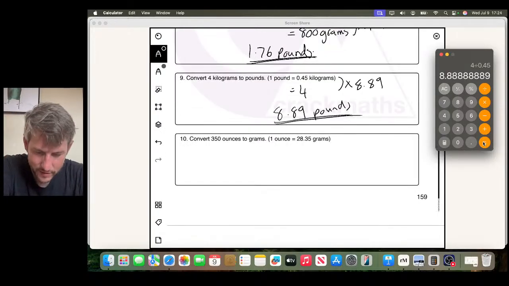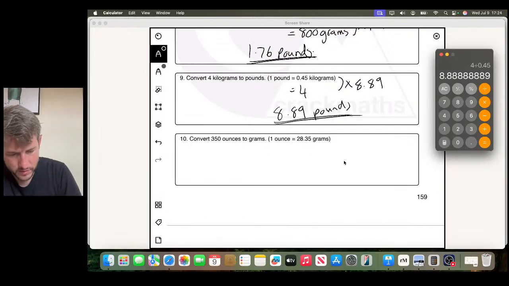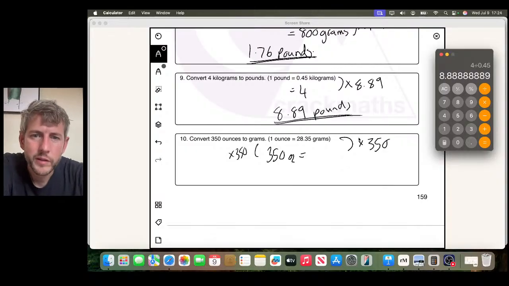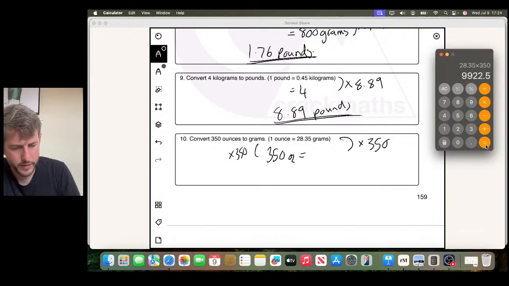Right. Last one here, question 10. Convert 350 ounces to grams. So we are going to times this by 350. Get 350 oz. Times that by 350. Okay, let's clear this up. So 28.35 times 350. Okay, there we go. 9922.5 grams.